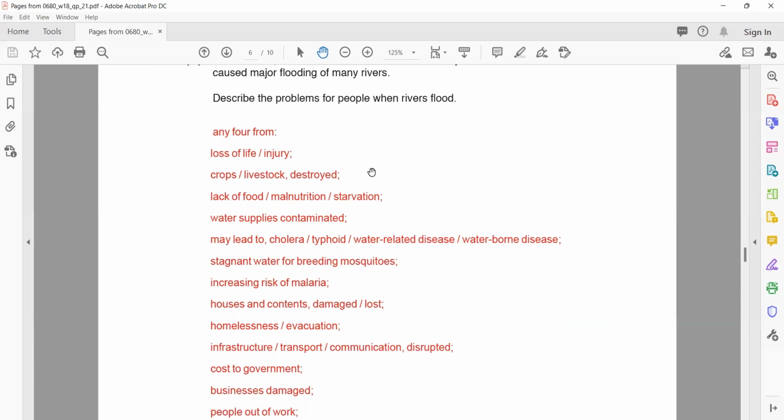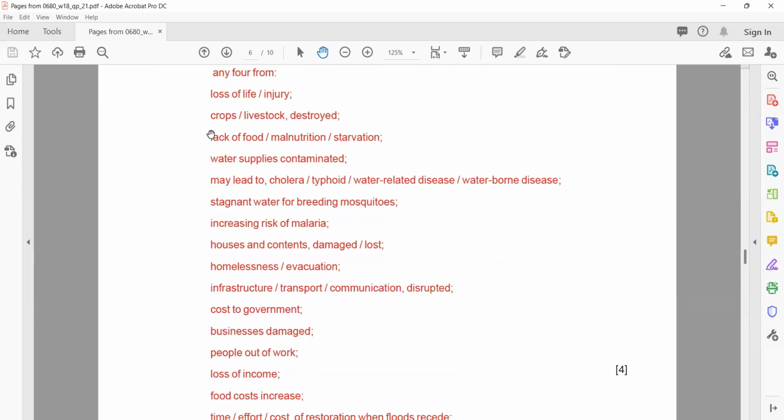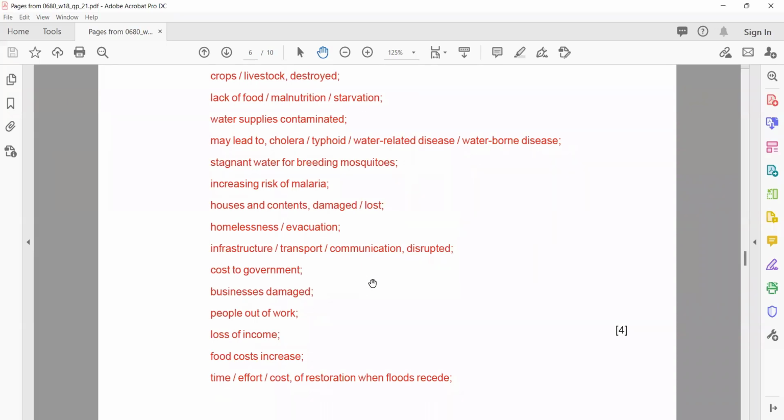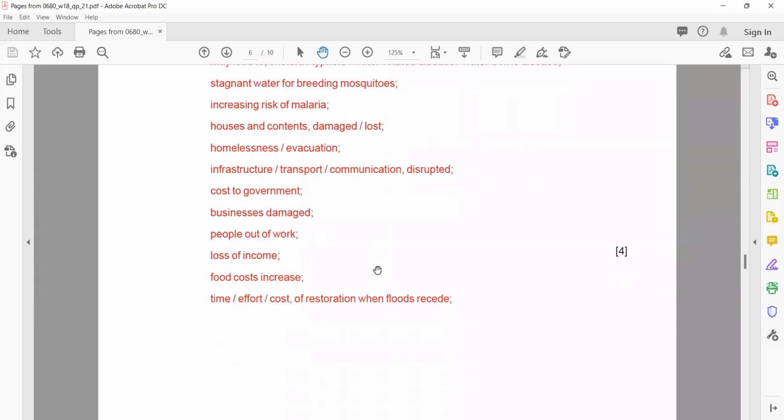Loss of life, people can die, they can be injured, crops can be destroyed, livestock, meaning their animals, food can be not available, water becomes contaminated, no fresh water, waterborne diseases, cholera, typhoid, a lot of things are there, mosquitoes, homes and houses damaged, loss, cost to the government, businesses lost. A lot of things you can tell them.